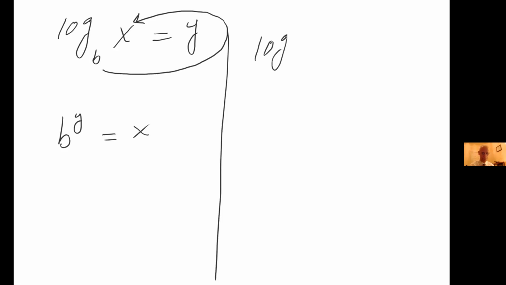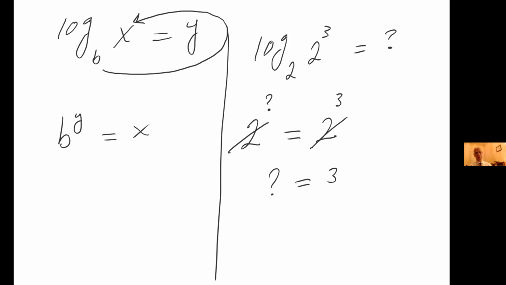log base 2 of 2 to the power of 3. Let me set that equal to x, or question mark. What is that equal to? I know that by the definition, 2 to the power of question mark must equal 2 to the power of 3. Therefore, if these two bases are the same, then this question mark must equal 3.